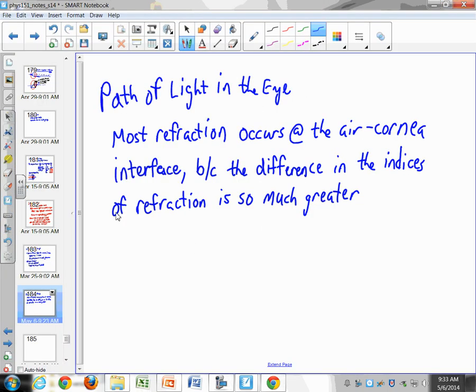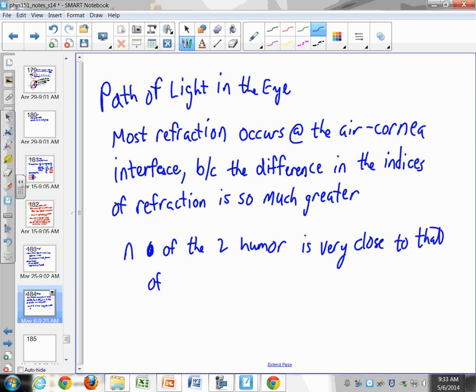Let me just put this in writing. I said this earlier, but let me just say it again. The index of refraction of the two liquids, the aqueous and the vitreous humor, is very close to that of water. So we could ascertain correctly that it's mostly made up of water because it has an index of refraction that's mostly that of water.